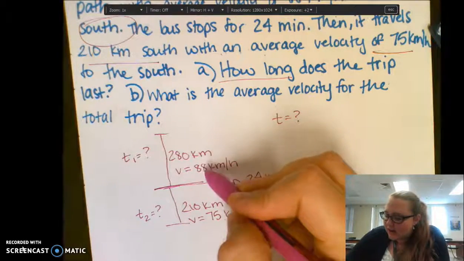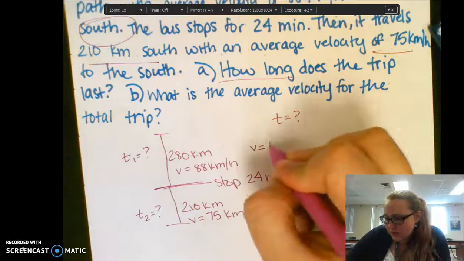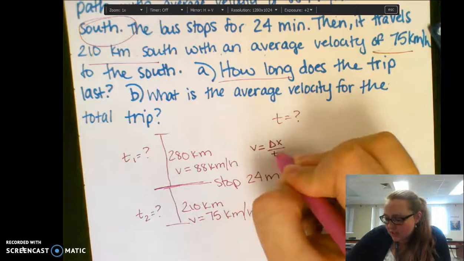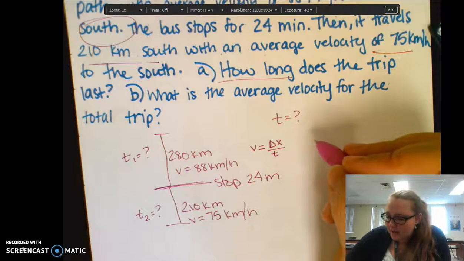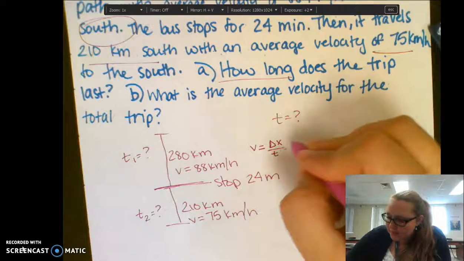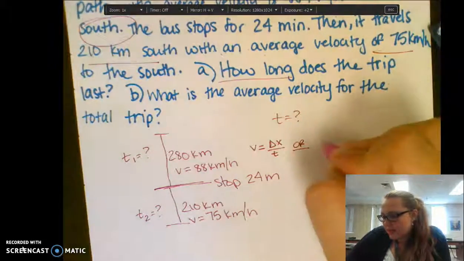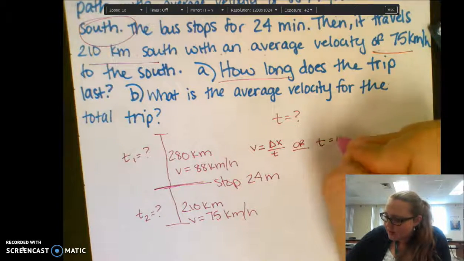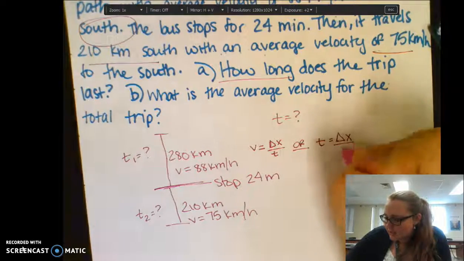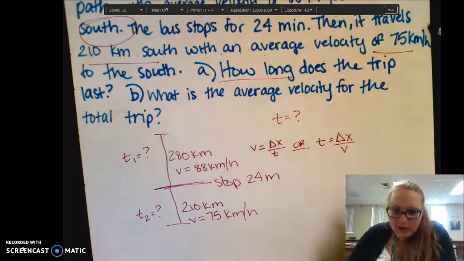Since I have velocity and displacement, I'm going to go ahead and use this equation. Velocity equals delta x over t, delta x being my displacement, v being my velocity. Now if I solve this for t, I multiply t by both sides, and then I divide by v, so delta x over my velocity will give me my time for each section. So I'm going to do that.